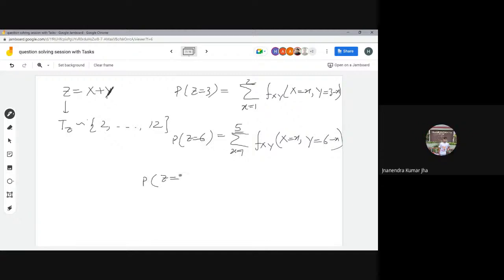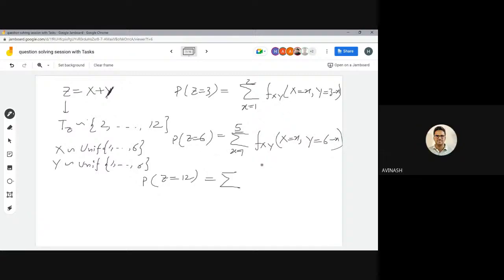And z equal to 12, if you say that, then these things, by the way, what is the value? Okay, so let's calculate this value. If I'm saying that x is uniform 1 to 6, similarly y is uniform 1 to 6, can you calculate this value, the probability at z equal to 3? Yeah, so z equal to 3, 3 by 36. Yeah, 2 by 36. 2 by 36, yeah, correct.